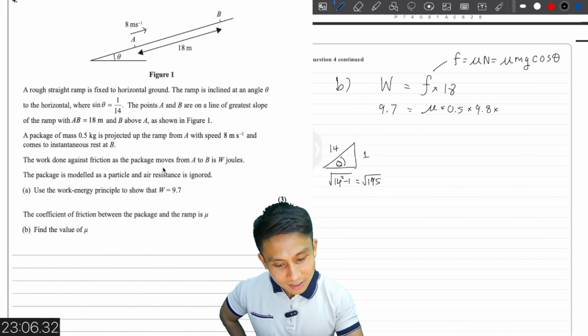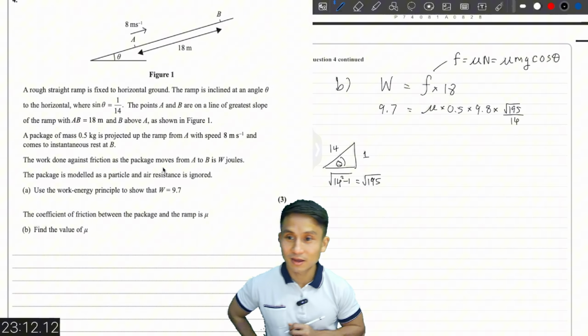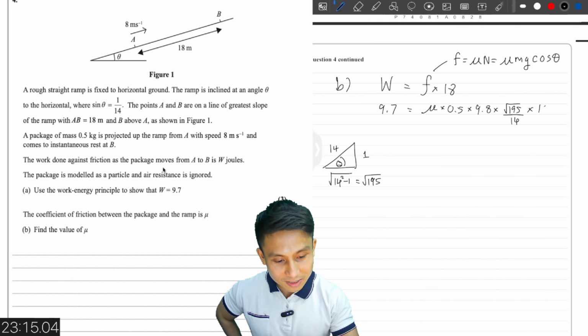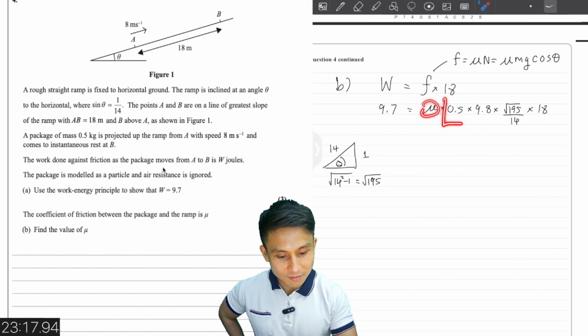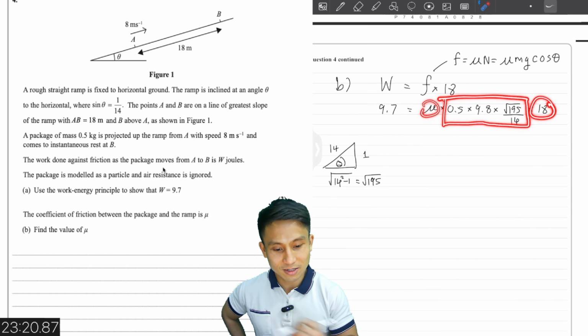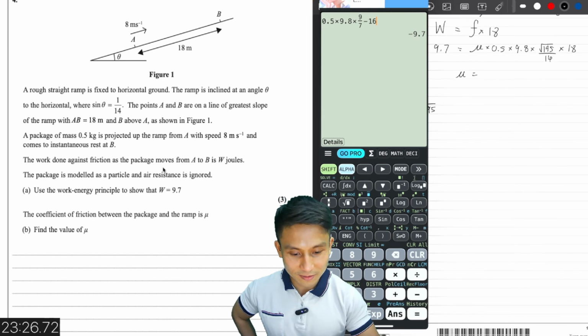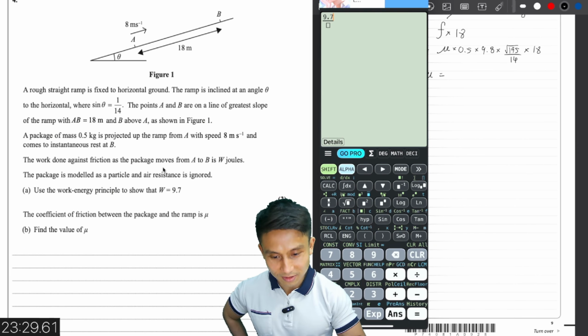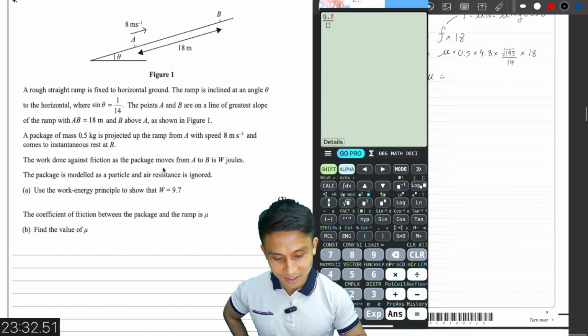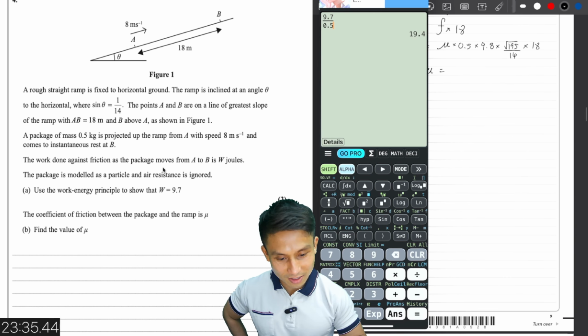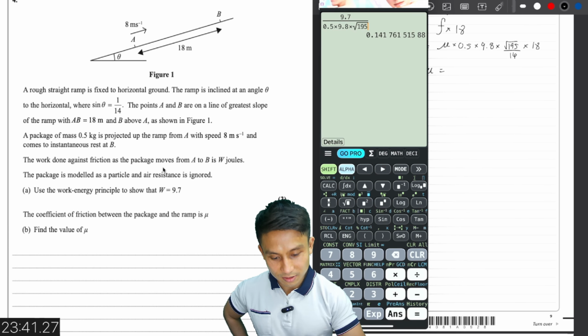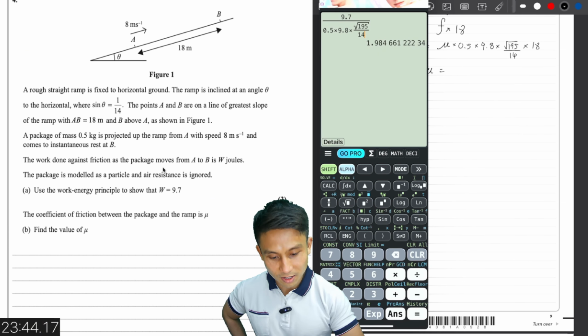So cos theta is root 195 over 14. And then times 18, don't forget. So this is mu m g cos theta times 18. And then we solve for mu, right? Using a calculator would be wiser here. It is usually wiser because sometimes I'm dumb. Okay, that, not 9.8, square root that, divided by 14 down there as well, and times 18 down there.